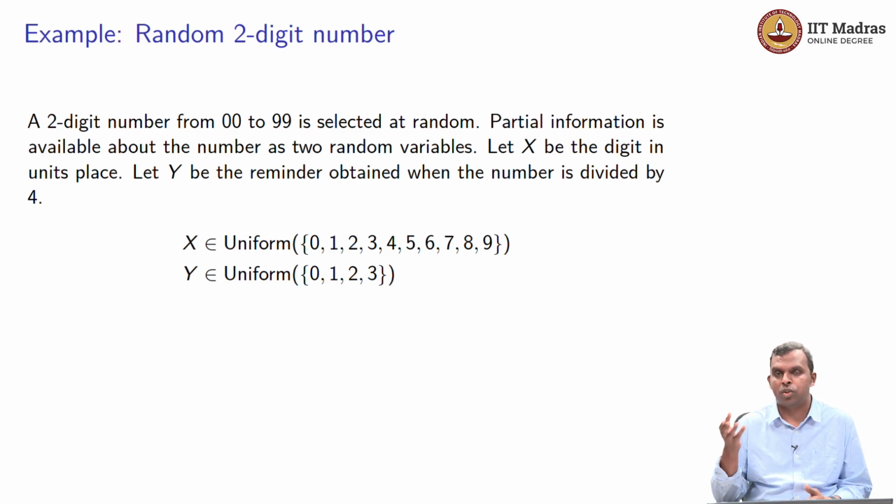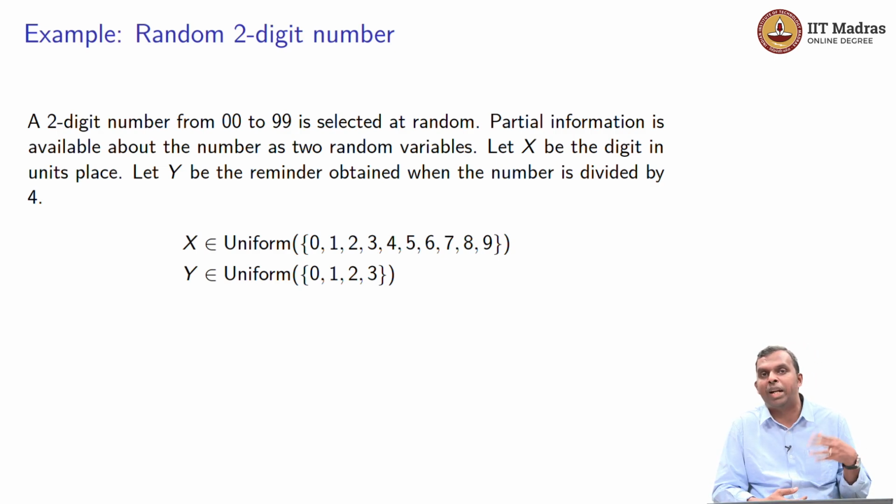So you have 00 to 99. The units place is the first one from the right, and then you have the tens place. Those are the 2 digits. So the first random variable I'm defining here, x, is simply the number in the units place. For example, supposing the random number is 23, x will take the value 3. Now I'm defining one more random variable. Notice what I'm doing. y is the remainder.